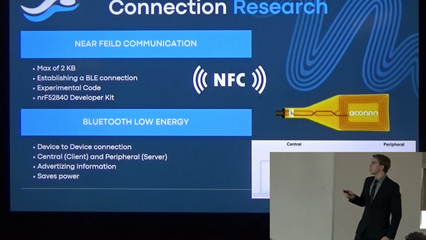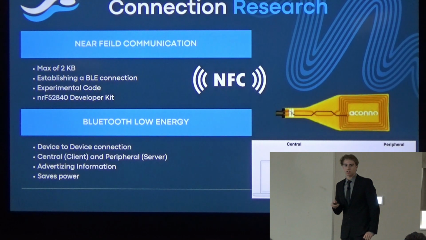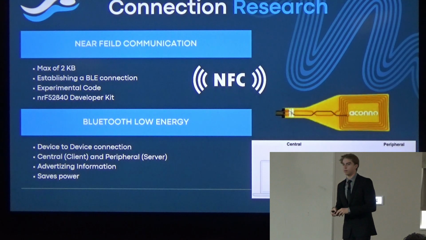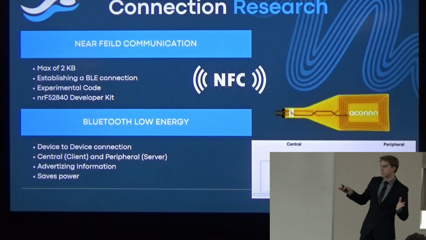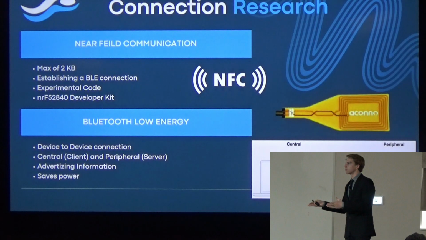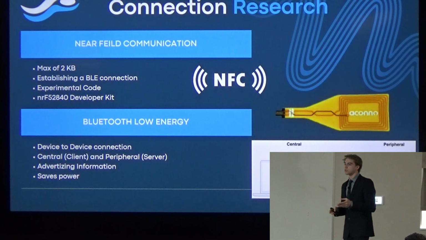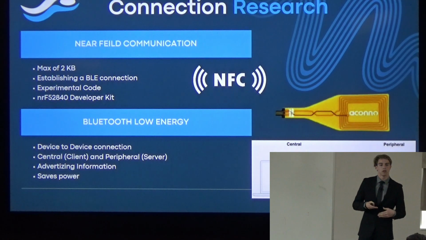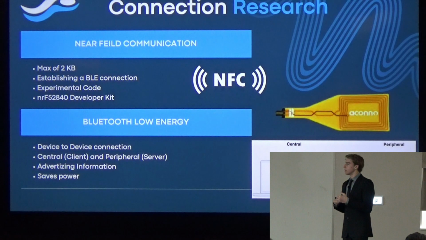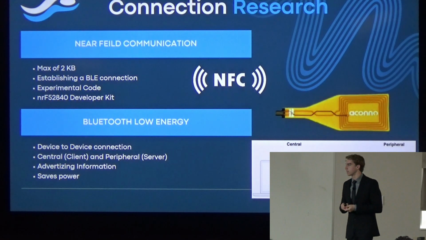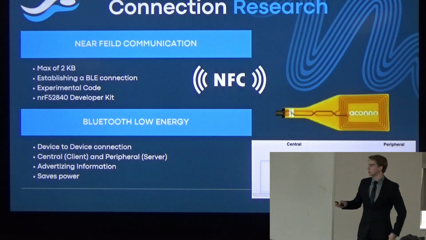To make this connection, they use advertising information. The peripheral device will say, hey, my name is whatever the device name is, and I have this information on accelerometers and gyroscopes. And then the central is like, I want to connect to you, because I need that data, and then it will be able to connect and transfer data through Bluetooth.